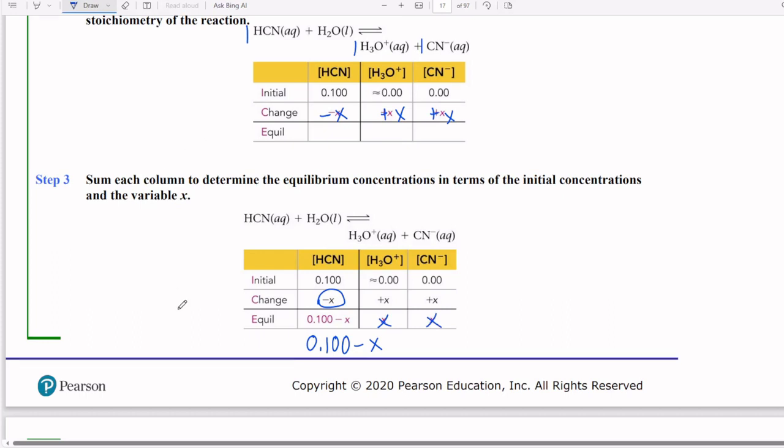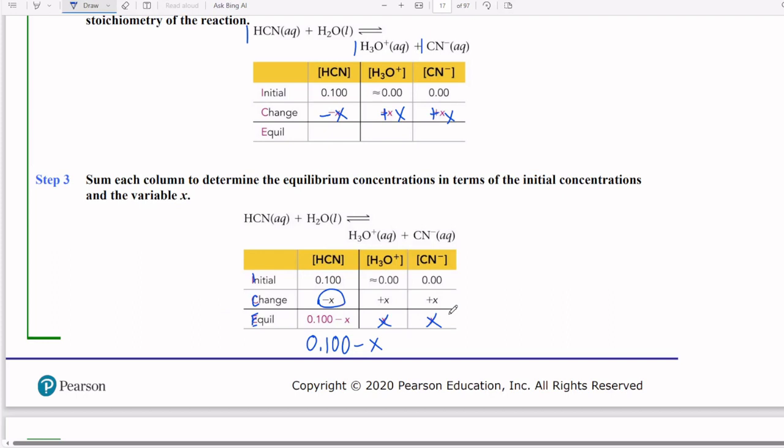Now this is what we call an ICE table. I want to go back and explain what that means. That stands for initial, change, and equilibrium. Initially we write down what we have at the beginning. Then we write down how that changes as the reaction reaches equilibrium. And then what we have, the amounts that we have at equilibrium.